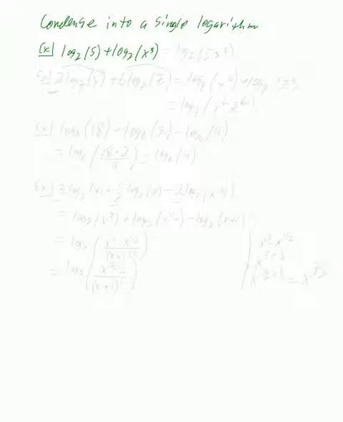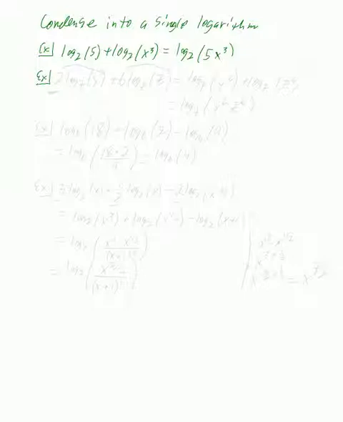Now notice rule number 1 from before is going to apply. Notice I have a plus in between, and so I'm going to go backwards and condense it into a single logarithm by multiplying 5 times x to the 3rd power: log base 2 of 5 x to the 3rd. So now it's been rewritten as a single logarithm. So we're good to go.